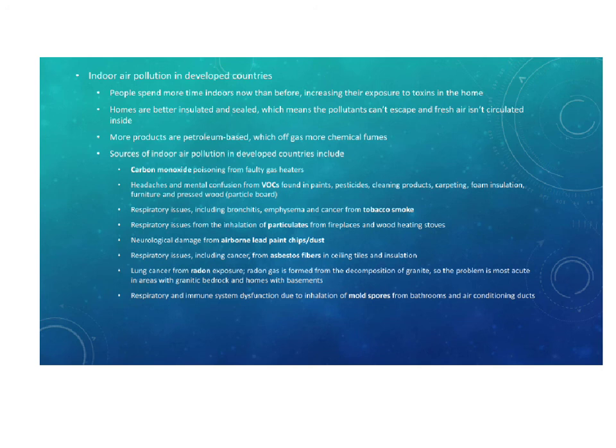Sources of indoor air pollution include carbon monoxide poisoning from faulty gas heaters, headaches and mental confusion from volatile organic compounds that are found in paints, pesticides, cleaning products, carpeting, foam insulation, furniture, and pressed wood or particle board in our homes. Cheap furniture is made of pressed wood or particle board, and it has a smell to it. You can smell it when you go into the furniture section of a discount store.